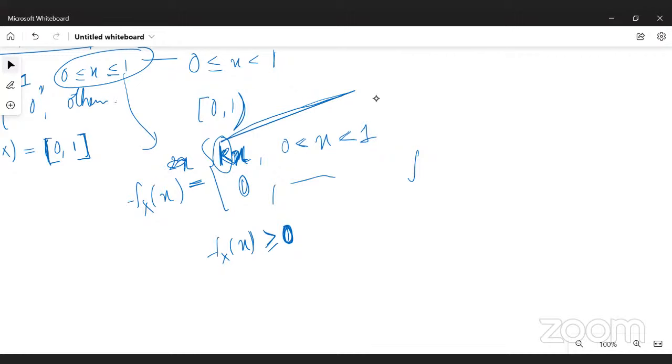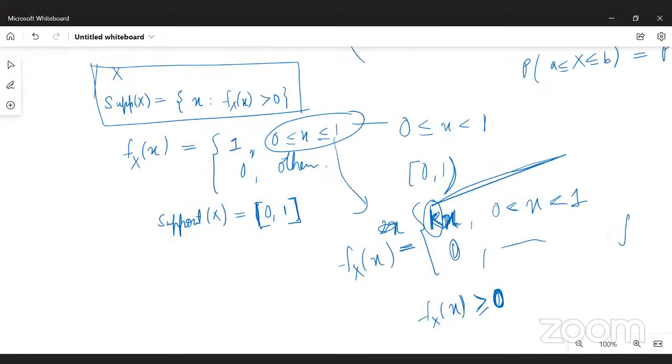So, ma'am, this support is just the x values which are getting the function to be positive. This is called mainly the support, meaning all the values of x for which f of x is positive. This is our support.